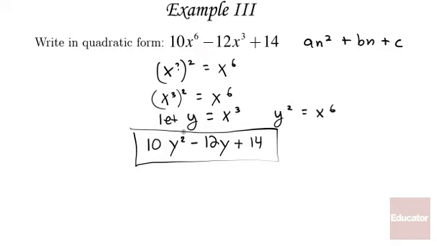And again, I did that by assigning y the value of x cubed, which allowed me to write that as 10y squared minus 12y plus 14. I could then use methods for solving quadratic equations. If this were an equation, then I could solve this and find y. Once I have y, I could go back in and just find the cube root of that, which would give me x.